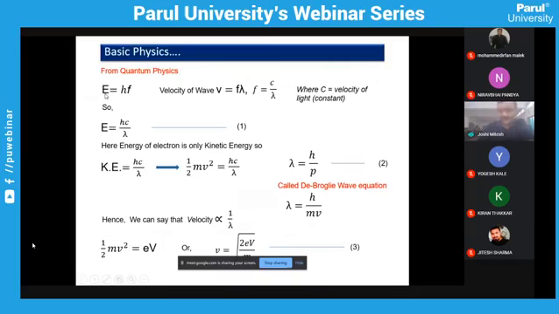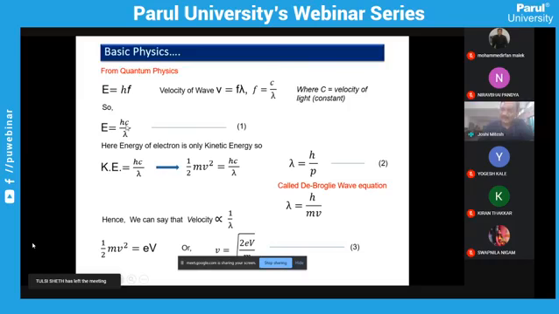You have the energy, which is in the form of photons. So E is equal to hf, where h is the Planck constant and f is the frequency. By knowing the velocity of the wave, v is equal to f lambda, so we can have f is equal to c by lambda, where c is the velocity of light. It's a constant. So if I put this in the energy equation, we have hc by lambda.